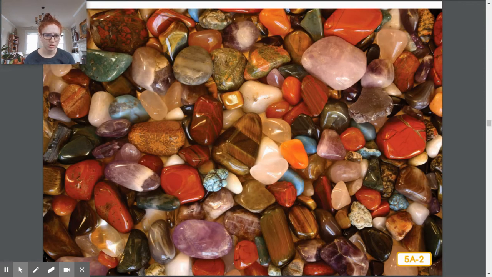What colors do you see? Ooh, I see red and orange and green and blue, purple even, some brown, white, black, all the colors. Very cool. These rocks are awesome. Here are some of the rocks and minerals from my collection.